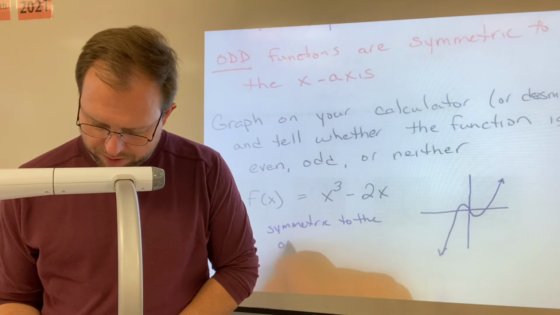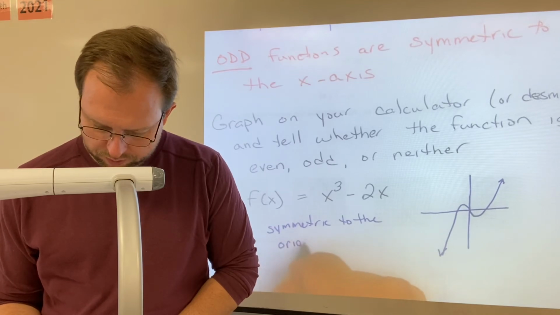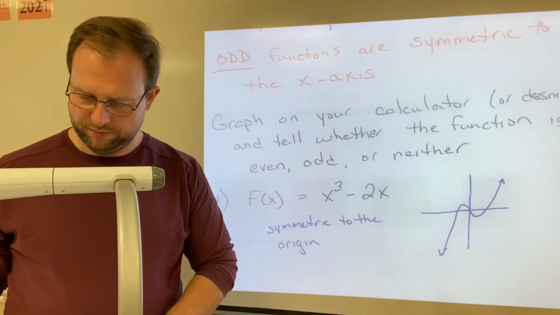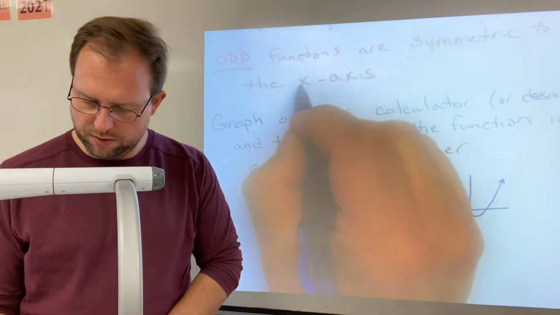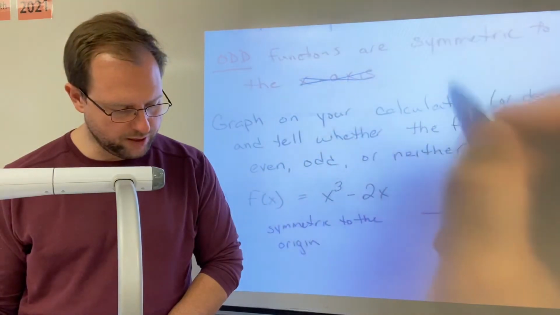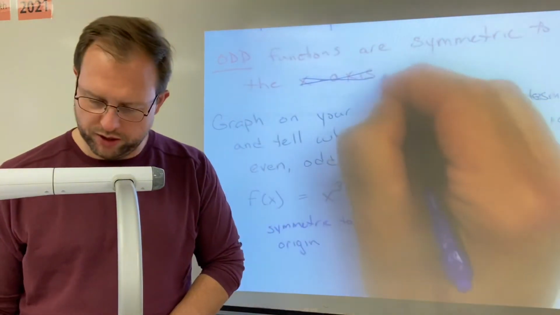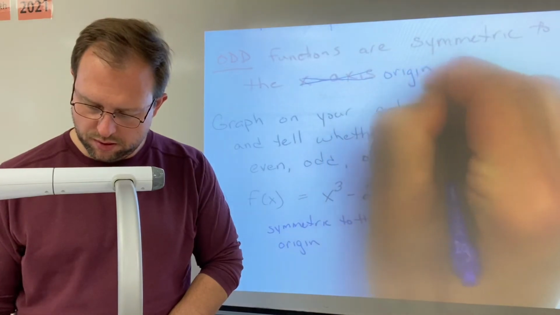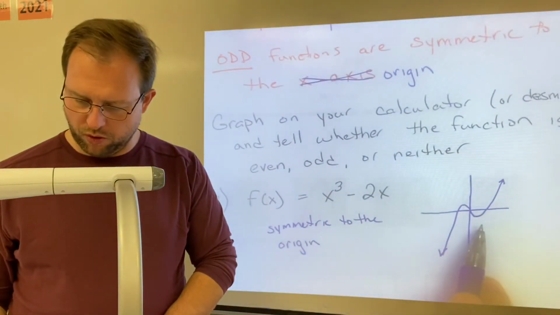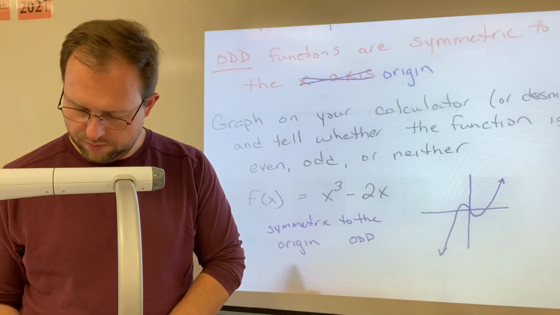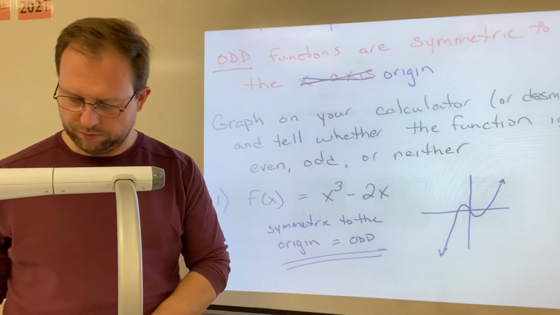Oops, and I screwed up something. So hopefully I can go back. But I screwed up because I'm copying and I didn't read it correctly. Odd functions are symmetric to the origin. So this is symmetric to the origin, so this is an odd function. Sorry about that.